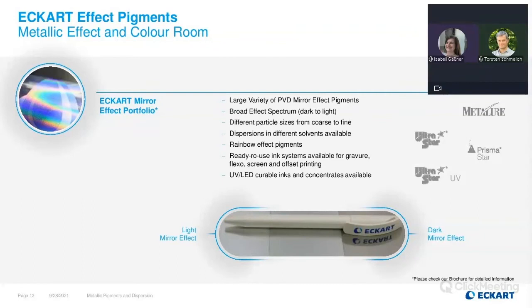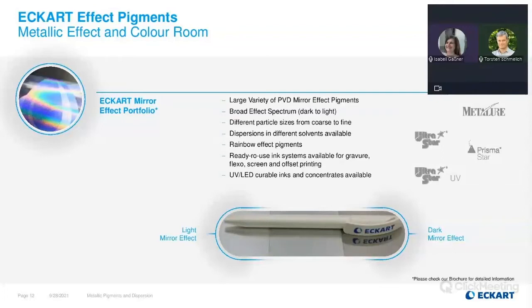Beside this, the Prisma Vario and Prisma Star series for so-called rainbow effect inks. This now offers a large variety of PVD mirror effect pigments, also applied as a paste, dispersion, or finished ink. And it offers also a broad effect spectrum from dark to light.